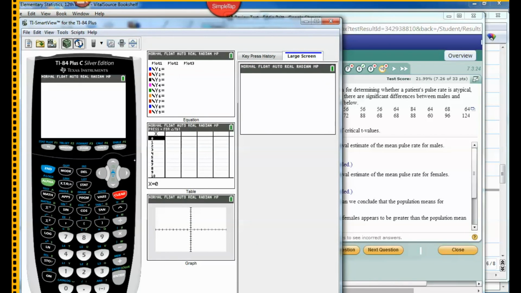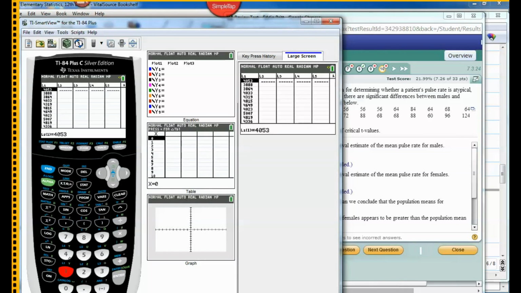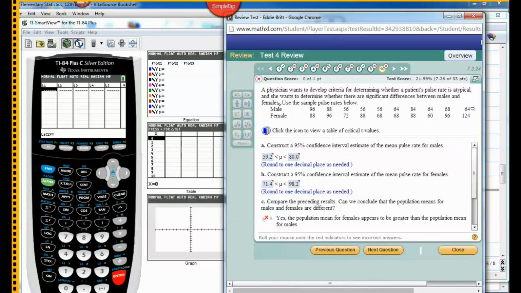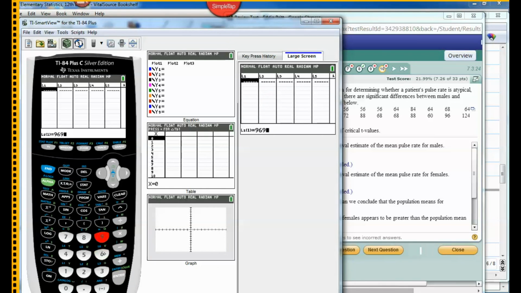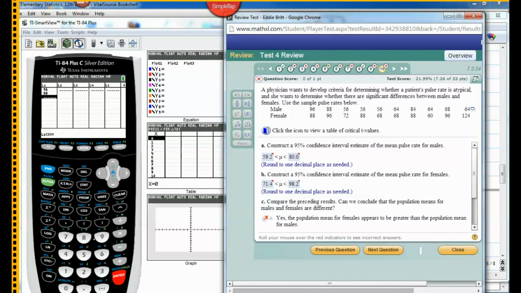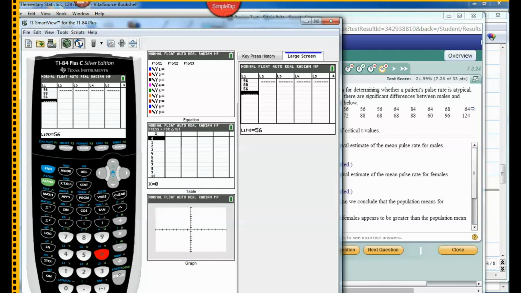Okay, so I need to go to Stat, Edit, and I'm going to edit this first list where I just work the problem. You can just go up to L1 and hit Clear, and it shows L1 equals nothing, so if you hit Enter, now L1 is gone. Okay, so let's put these numbers into my list for males. So 96, 88, 56, 56, 56, 64, 84, 64, 68, and 64. All right, so there's my data set.